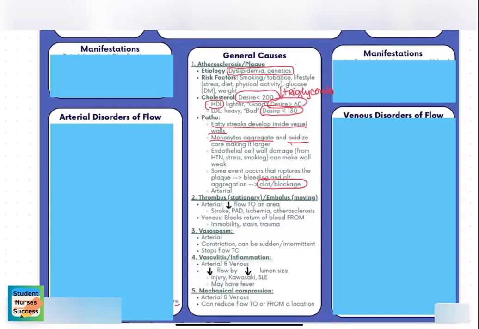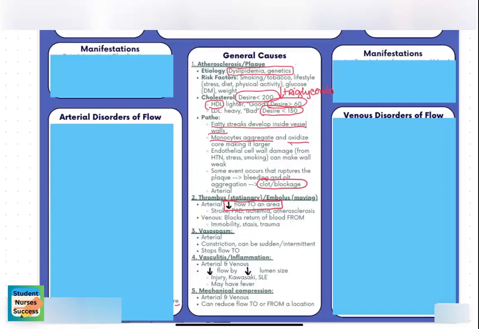Now let's talk about thrombus and embolus. A thrombus is a stationary clot, whereas embolus is a clot that is moving throughout the body, which will eventually lodge and become a thrombus. It will lodge in the first smallest artery or vessel that it encounters. Now, arterial thrombus or emboli will disrupt flow to an area. So we will see lack of blood flow distal to where that clot is.